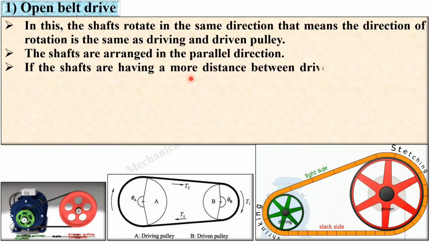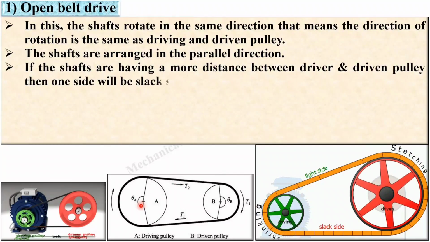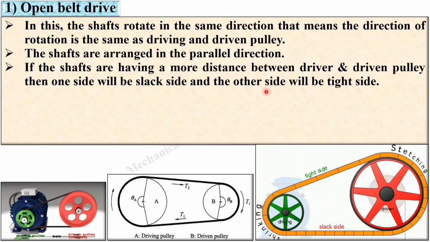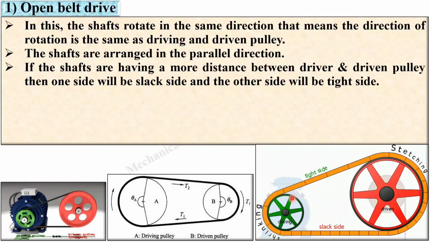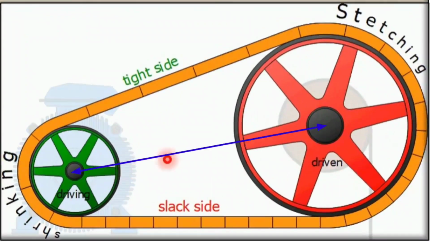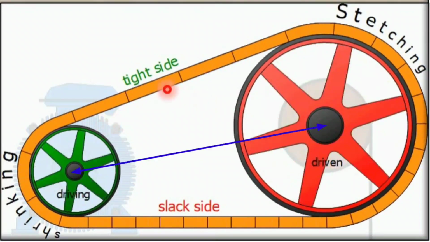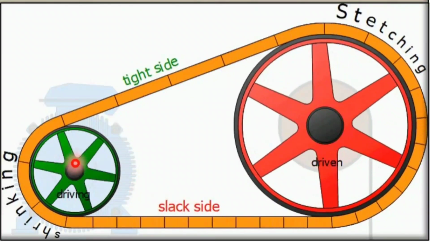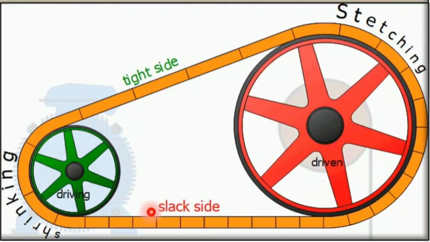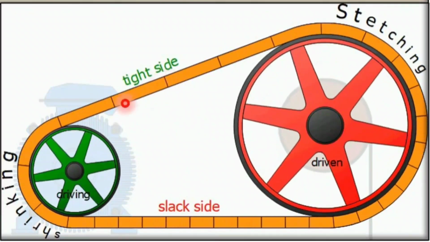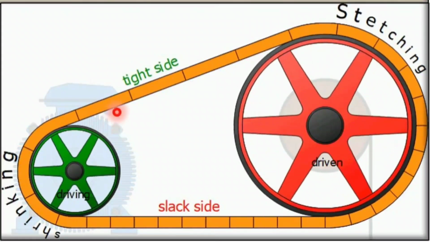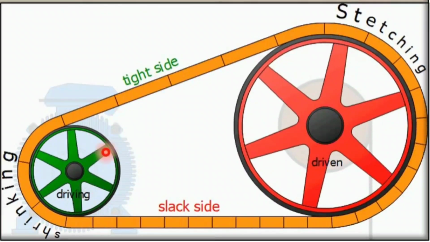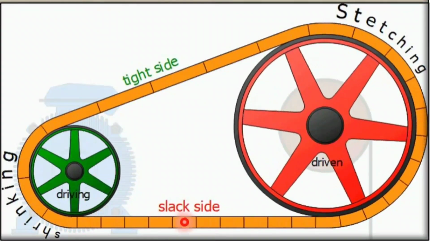If the shafts are having more distance between driver and driven, then one side will be the slack side and the other side will be the tight side. Here you can see if the distance is more between two shafts, then one side of the belt is the tight side and another one is the slack side. Here you can see in this figure, this is the slack side and this one is the tight side, because this is the input. So from the input side, the belt will be in tension over here compared to this side. So this will be the tight side and this one will be the slack side.